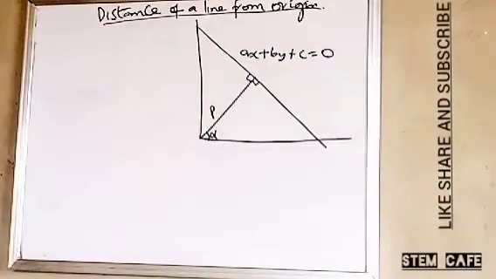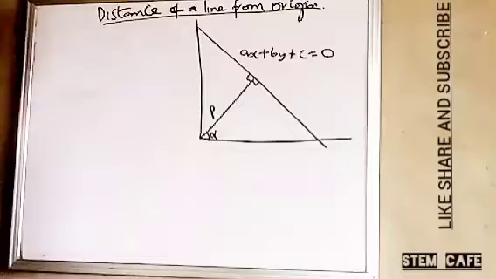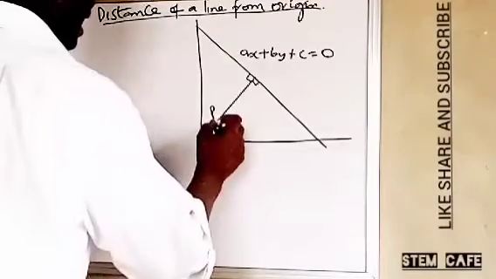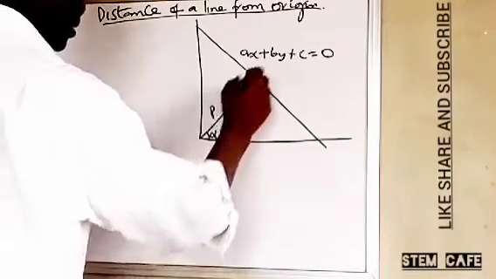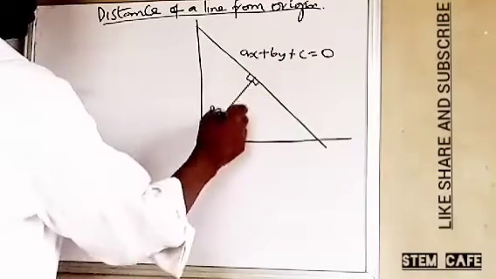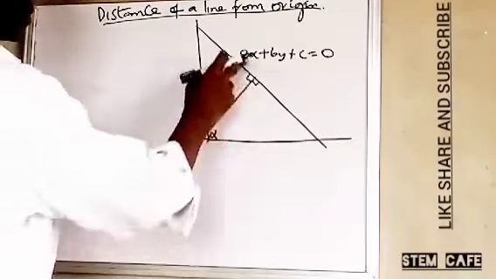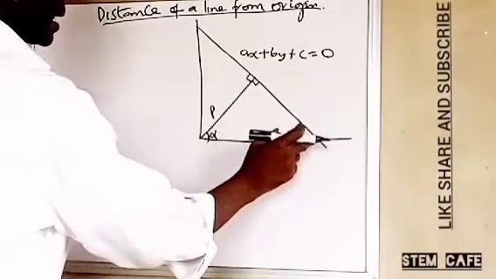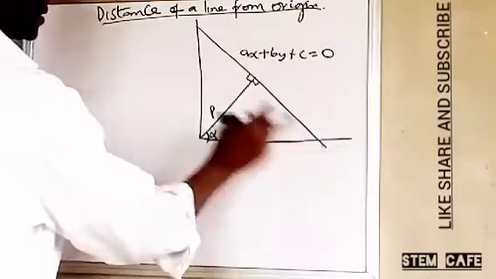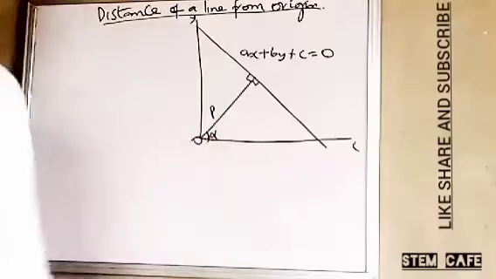Now let's look at distance of a line from origin. I have a line ax plus by plus c equals 0. I'm trying to find P, the perpendicular distance from the origin. This is the angle, I don't know yet. But I can get the intercept of x and y. And this place is the origin.